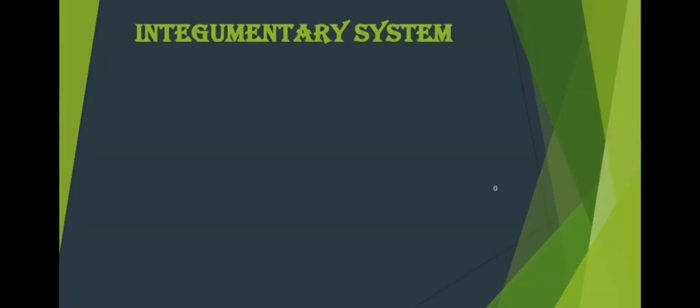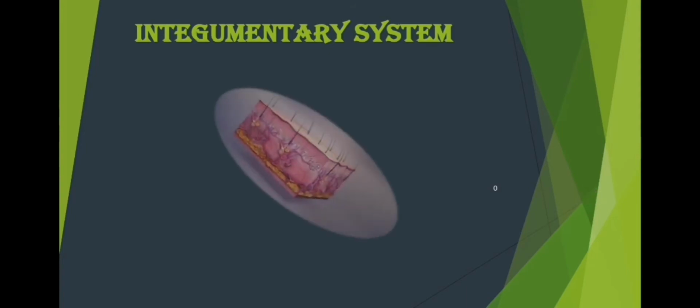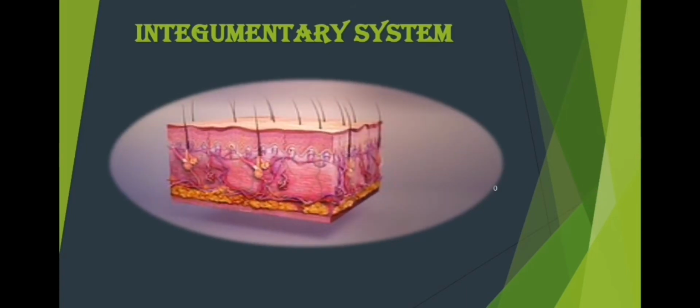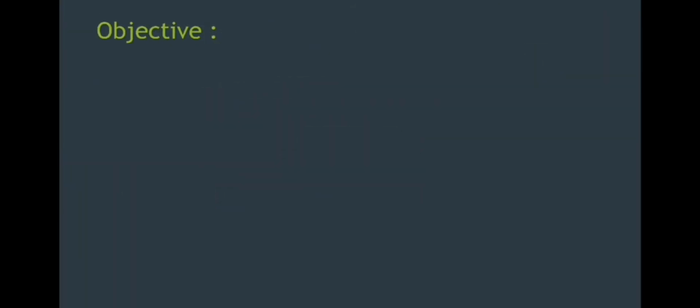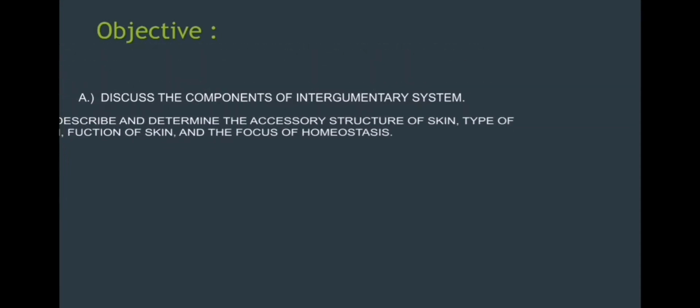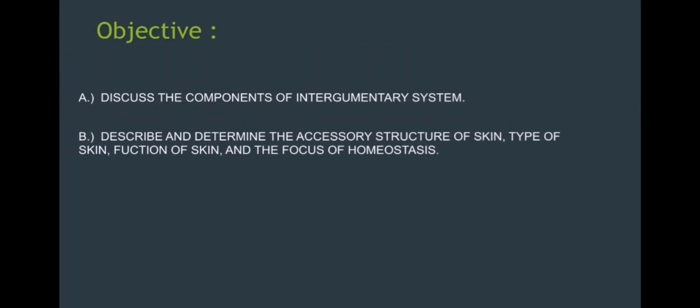Good day everyone. Today we're going to discuss the integumentary system, and here is the picture of the integumentary system. Our objectives are: A. Discuss the components of the integumentary system, and B. Describe and determine the accessory structures of skin, types of skin, functions of skin, and focus on homeostasis.